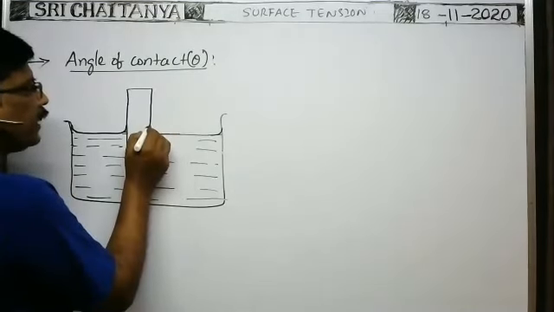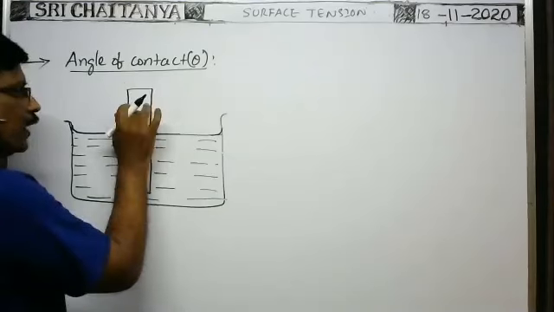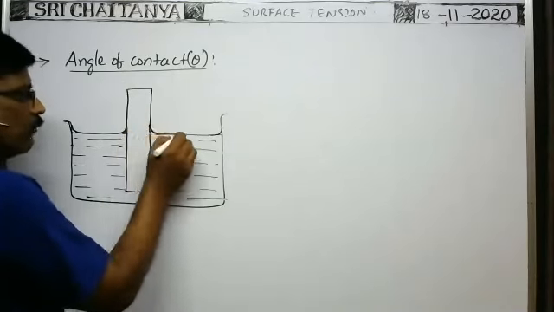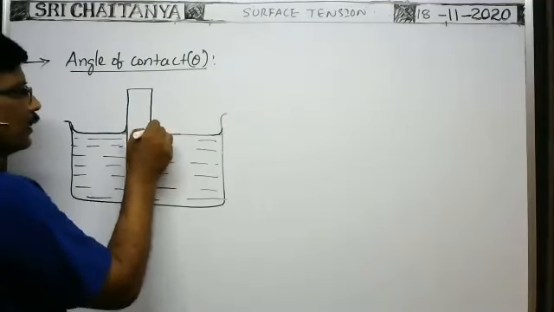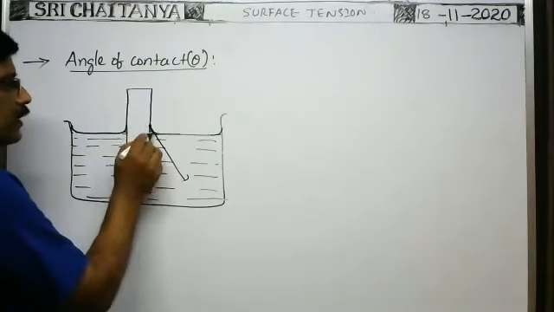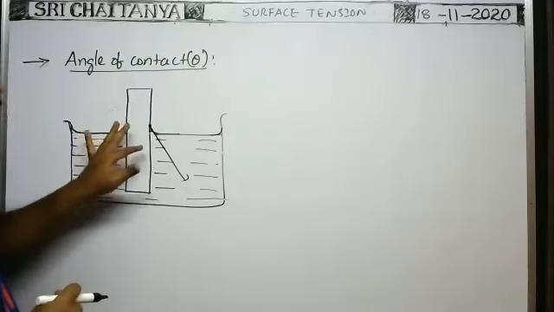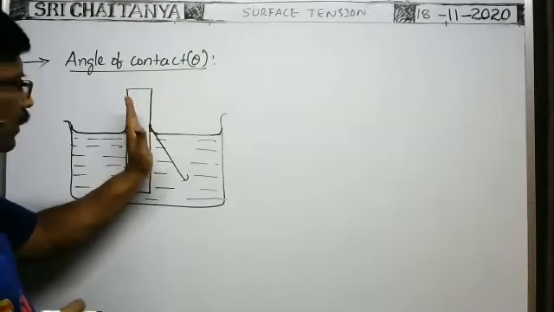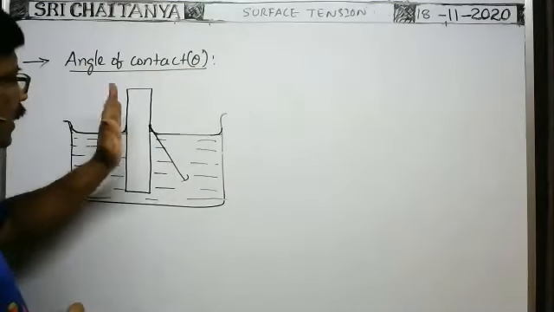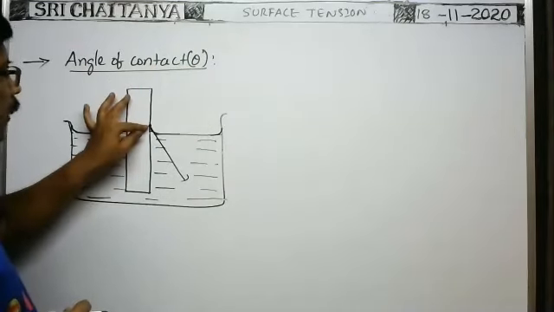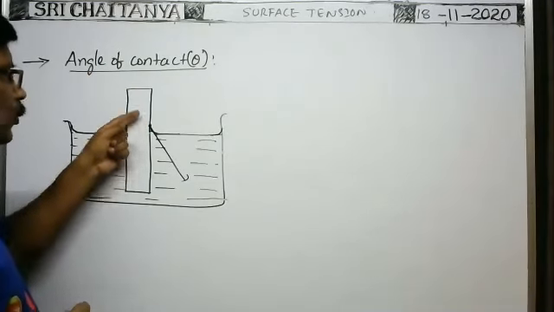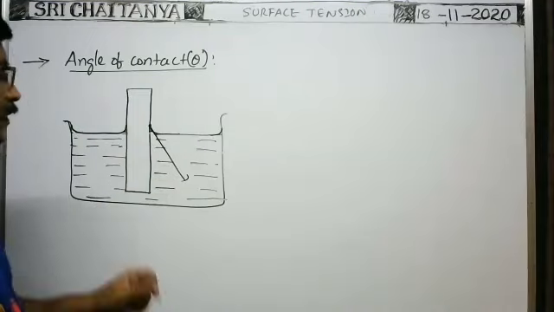Then exactly at the point of contact of the liquid surface with the solid, you draw a tangent to this liquid surface at this point of contact. The tangent is along this direction, because here it is a concave surface. In this case, the concave surface is open to atmosphere. But at this point of contact, when you draw the tangent to the liquid surface, the tangent is like this.